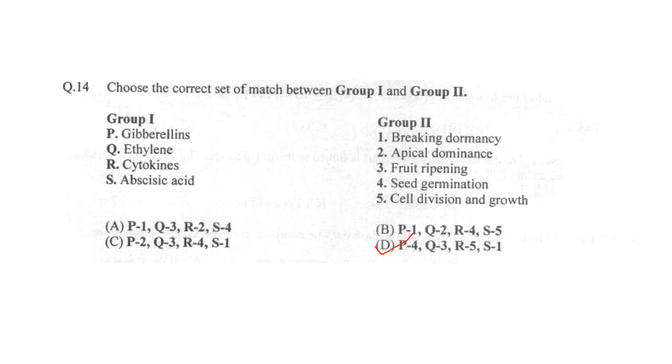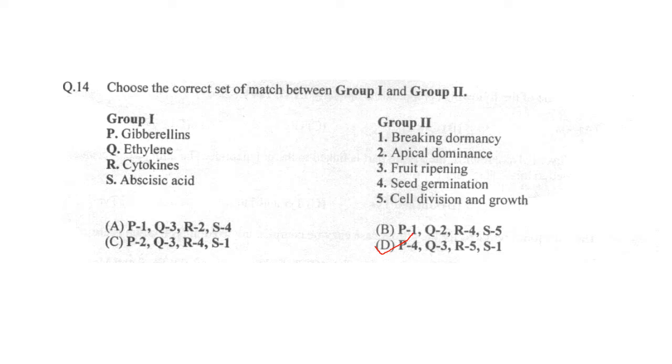Now coming to 14. Choose the correct set of match between group 1 and group 2. Gibberellins, ethylene, cytokinins, abscisic acid. Breaking dormancy, apical dominance, fruit ripening, seed germination, cell division and growth. Gibberellins are involved in seed germination. P4. So option D is correct. All the other options are P1, P1, P2. So only P4 is given correctly by option D only. So option D will be correct.